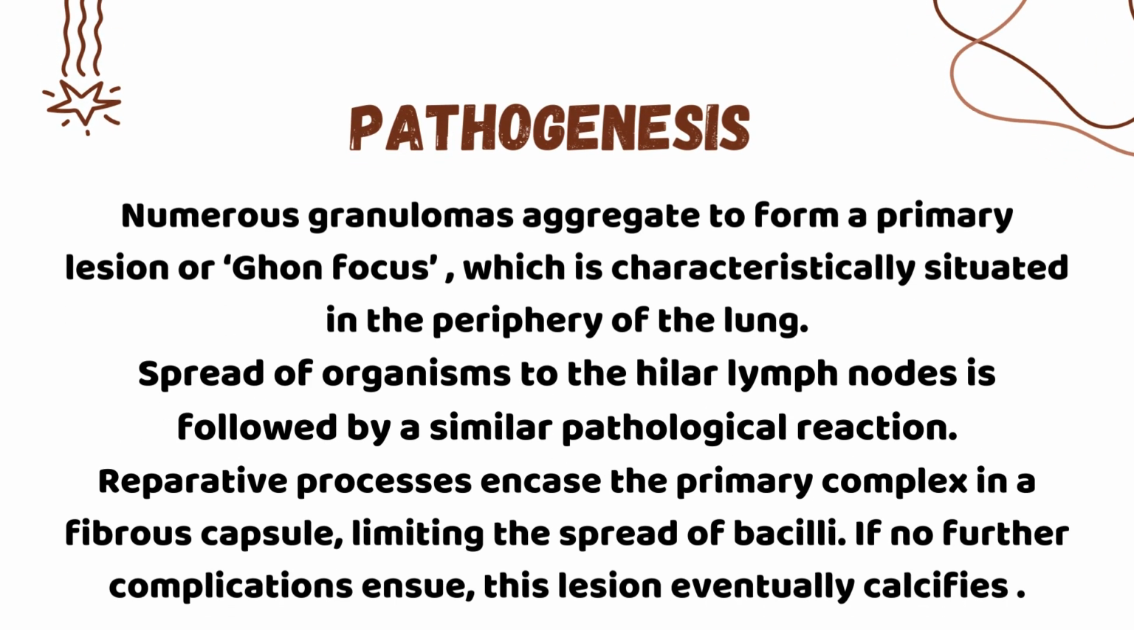Numerous granulomas aggregate to form a primary lesion or Ghon focus, which is characteristically situated in the periphery of the lung. Spread of organisms to the hilar lymph nodes is followed by a similar pathological reaction. Reparative processes encase the primary complex in a fibrous capsule, limiting the spread of bacilli. If no further complications ensue, this lesion eventually calcifies.